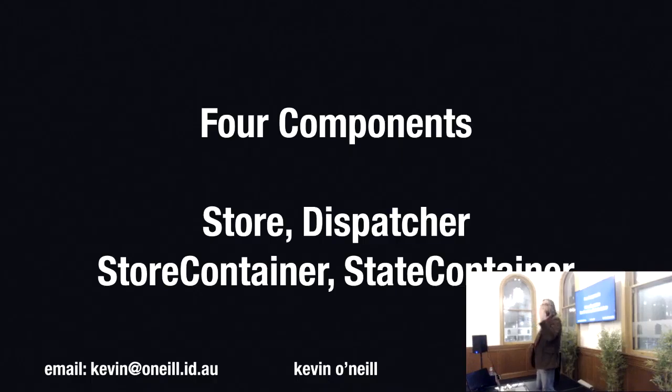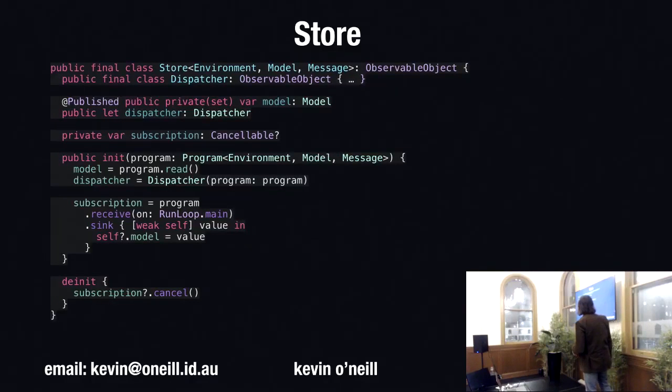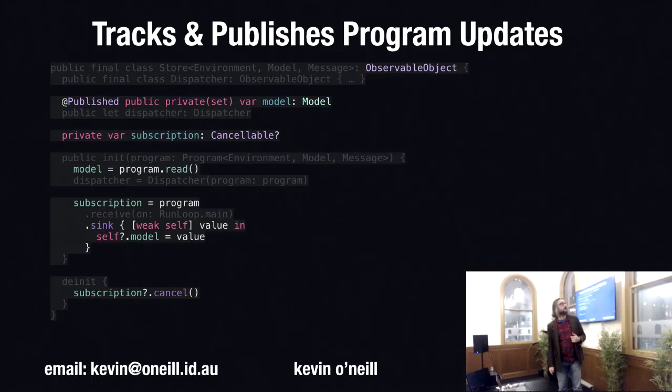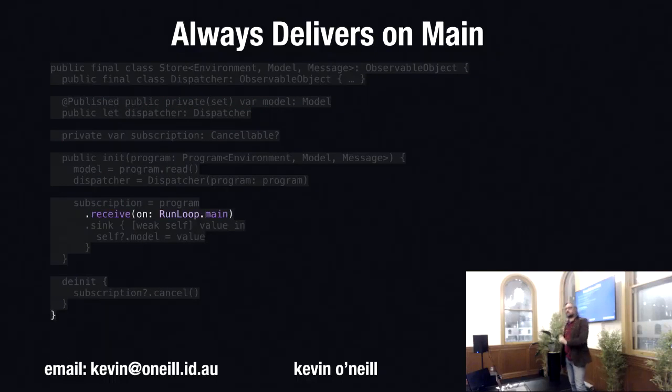It is only four components, and they're really quite straightforward components. A store, a dispatcher, a store container, and a state container. The store, and that's it, the entire implementation, basically tracks and publishes program updates. So a Redux program is producing changes. This just tracks the updates and puts them into a SwiftUI bindable world. That's why we have observable and published. And it always delivers on main, which is kind of handy.